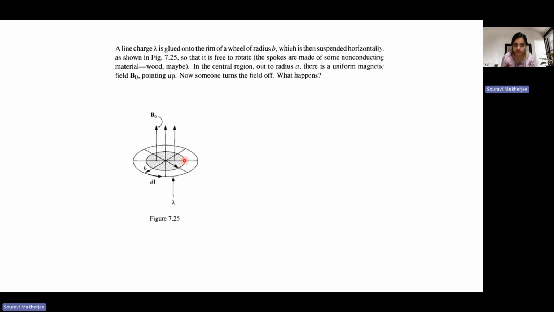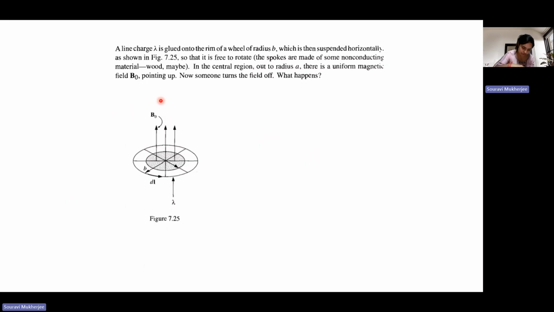That decreasing magnetic flux would result in a net EMF that would be generated along this line of charge. That means the charge will start moving because there will be a potential difference developed. Now, what will be the direction of this charge? The direction of motion of the charge, or the direction of the current, will be such that it would try to increase the magnetic flux.